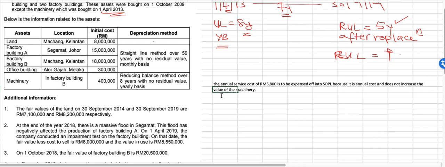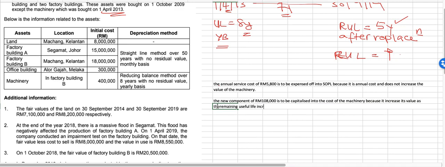And then the new component of RM108,000 is to be capitalized into the cost of the machinery because it increases its value, as the remaining useful life increases from 1 year to 5 years. So that answers requirement number 4.